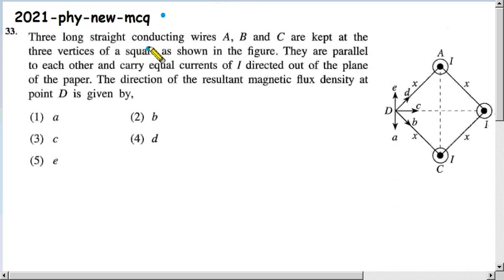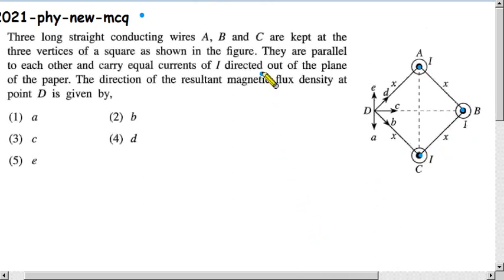Three long straight conducting wires A, B and C are kept at the three vertices of a square as shown in the figure. So this one is the square, and at three vertices they have kept these wires. They are parallel to each other and carry equal currents of I directed out of the plane of the paper. The direction of the resultant magnetic flux density at point D is given by point D.